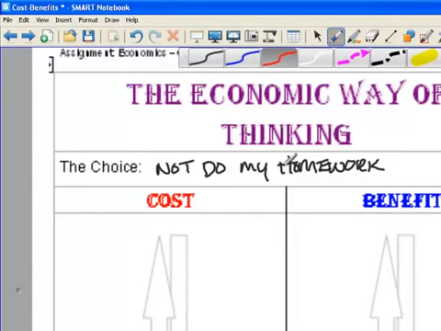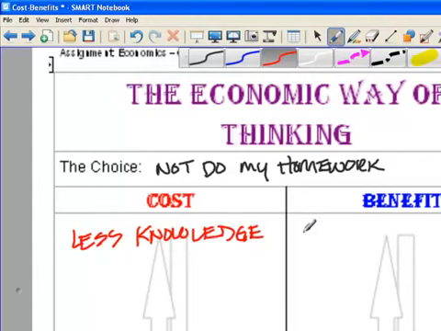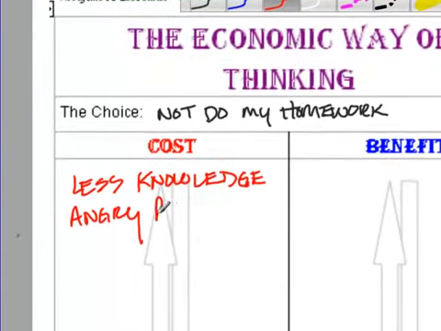So we're going to look at the costs of not doing homework. Okay, I'm just going to go ahead and write some up here. I think that one of the costs of not doing homework is less knowledge. If the homework is meaningful, this should be the case. I think that a cost of not doing your homework is angry parents. It's what you're giving up. Okay? You're giving up the respect of your parents if you don't do your homework. Right?